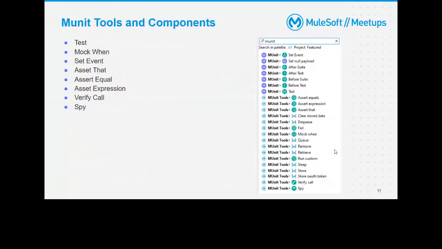Then the MUnit tools and components. On my right side, you'll see all the tools or components we can see when we are creating an MUnit. On the left hand side, I have mentioned a few important ones which we use very often, which are required whenever we are creating a manual test case or a recorded one. So these are some components.